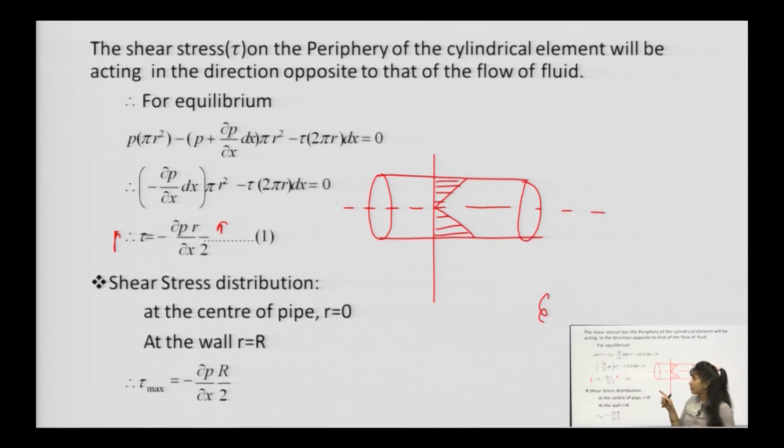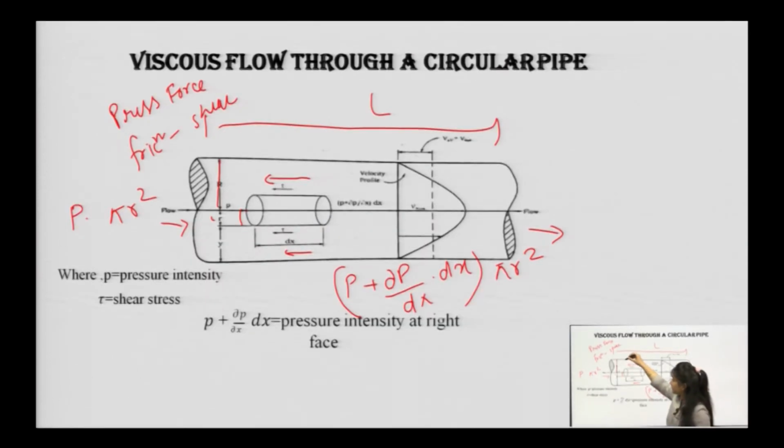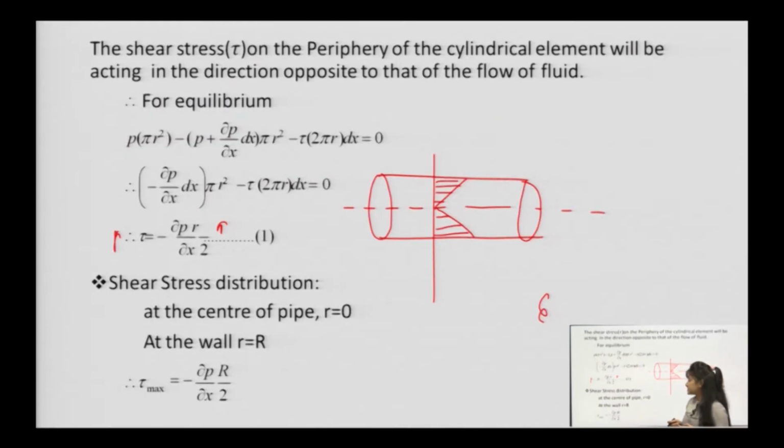And then at the wall of the pipe, this small r turns to capital R, which means it is equivalent to the entire surface. Hence, at the wall, small r converts into capital R, because it covers the entire distance, and so the maximum shear stress could be seen in terms of R by 2, or directly proportional to the radius of the pipe.